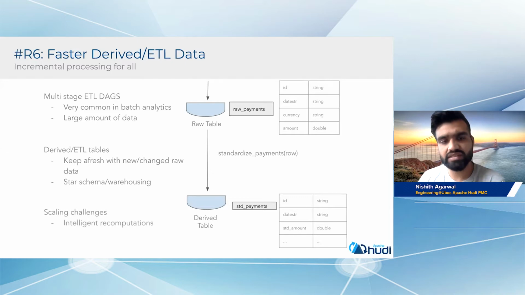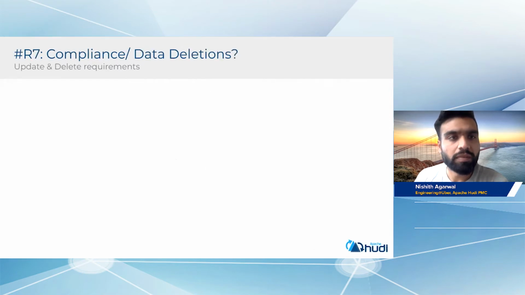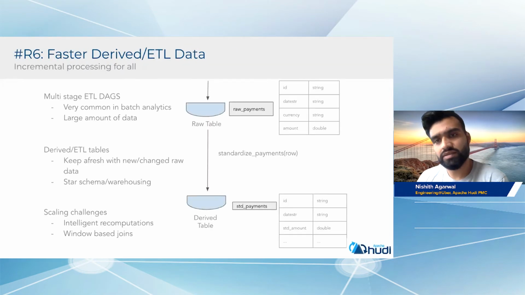Some of the challenges are, how do you do these intelligent computations? What changed upstream? And how do you only change the parts that you want to change in your downstream derived table? And how do you do window-based joins in these upstream tables? Let's say you're pulling in from 10 other tables. Would you actually pull in everything from all of these tables? So that's a very, very critical challenge in processing data on your data lake to build other use cases and other derived tables.